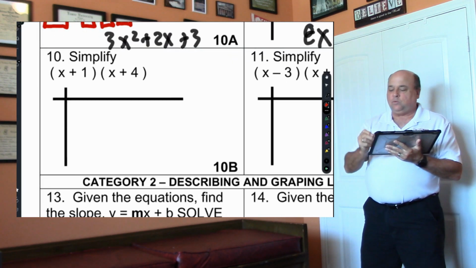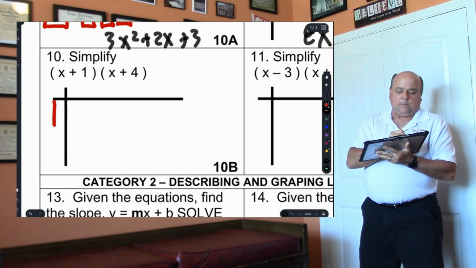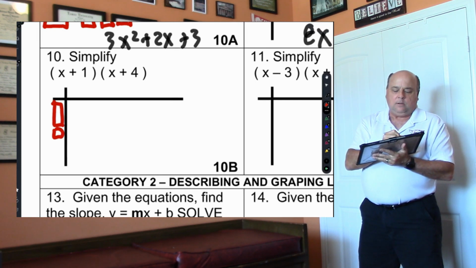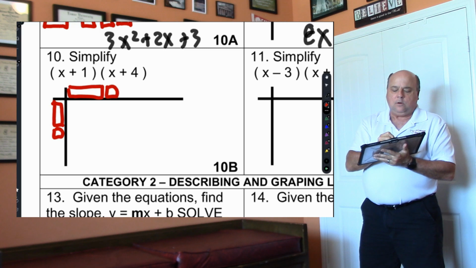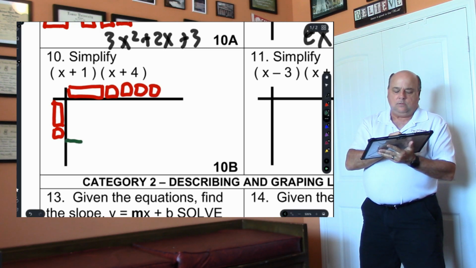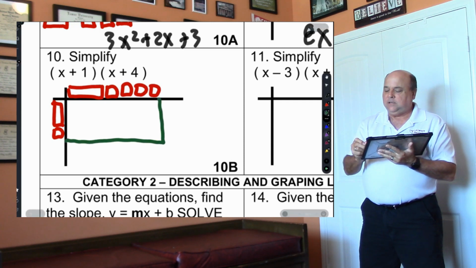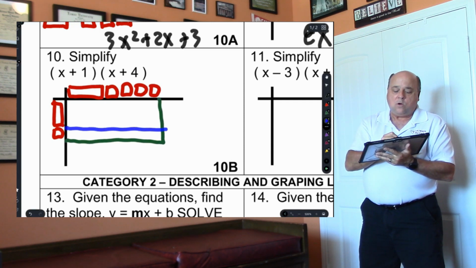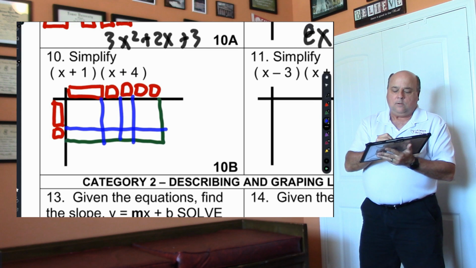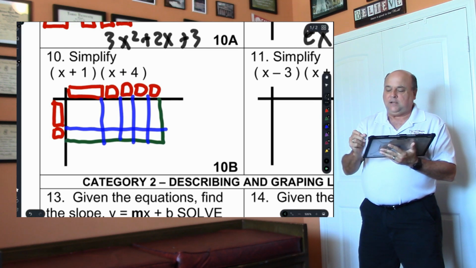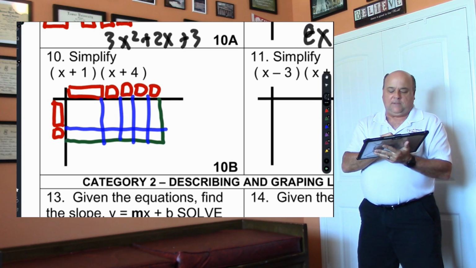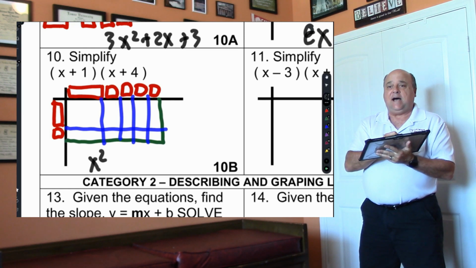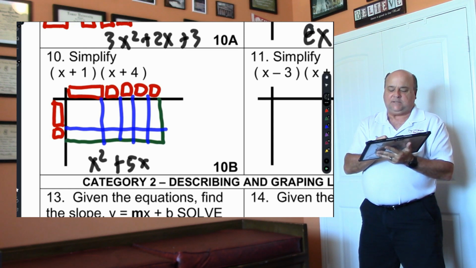So I have x plus 1 times x plus 4. So I'm going to multiply x times 1 and x times 4. I'm going to draw my answer rectangle. Then I'm going to slice up. And then I'm going to write down my answer. I have 1 big square, that's x squared. I got 5 rectangles, plus 5x, and I got 4 little squares, plus 4.